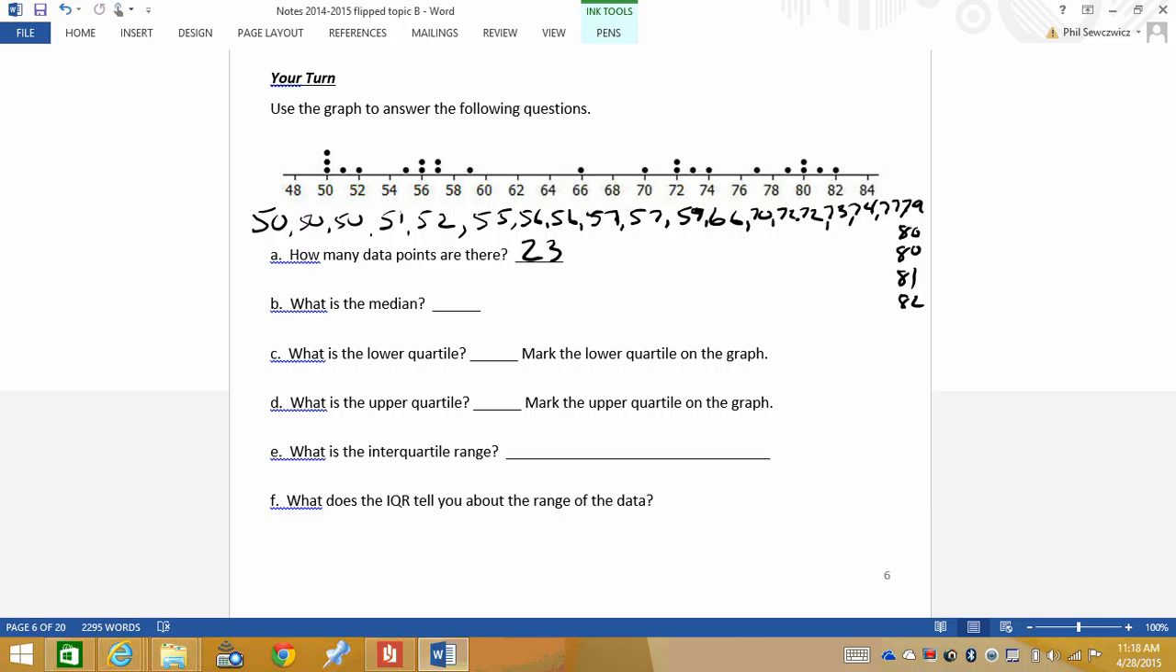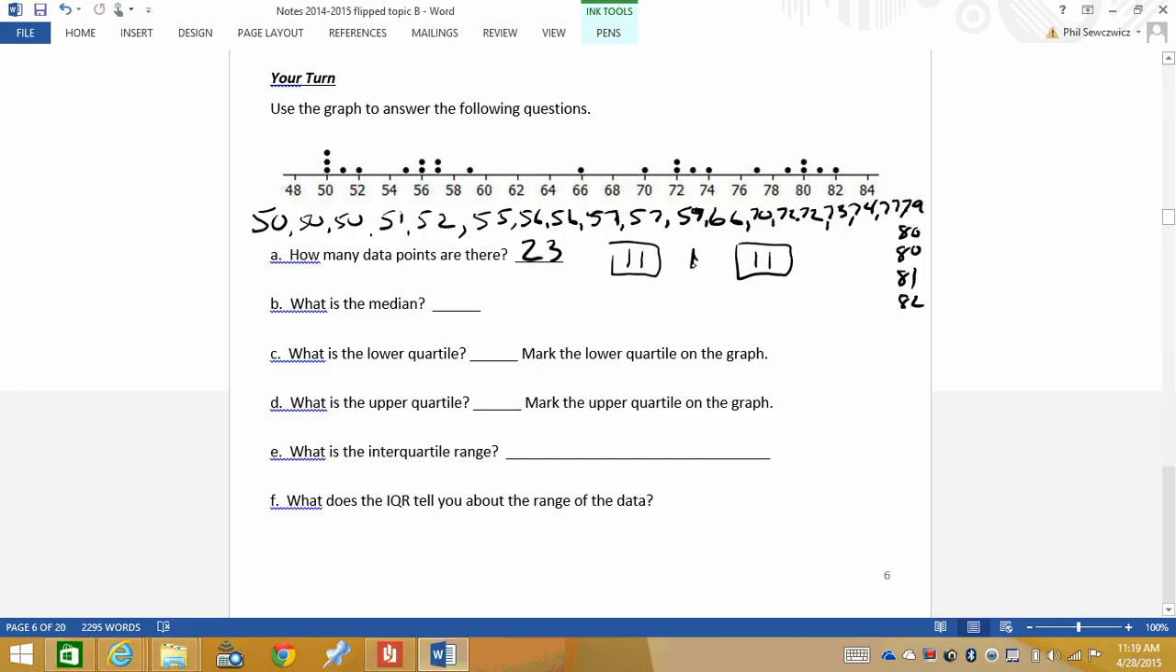There's 23 of them, okay? Which means if I do 23 divided by 2, we're going to get 11 and a half. So the idea is I should have 11 of them, 11 more numbers over here, and the one who's in the middle is the median.